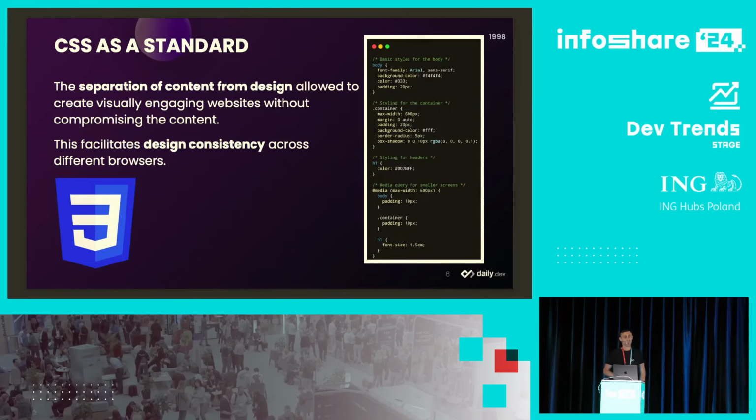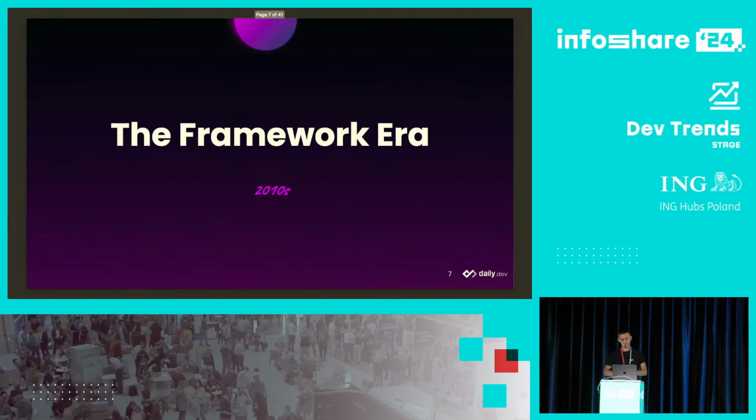Then, and this is curious, CSS became a standard just in 1998, so after JavaScript was born. And the core idea of CSS was and is still to separate content from design. And we still have this concept. Of course, now we have different frameworks, but the goal was to have something which is more visually engaging, of course. And this was also for the developers and the designers to create something which is consistent.